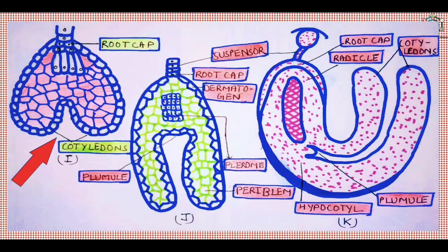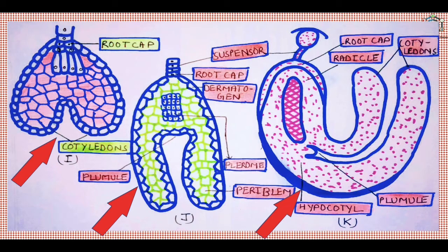At this stage, the developing embryo is globular and shows radial symmetry. It is called proembryo, and the proembryo is transformed into embryo with the development of radicle, plumule and cotyledons.